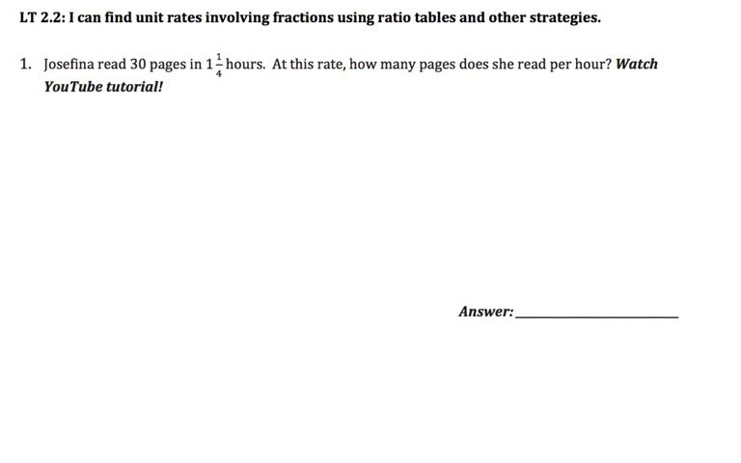So this problem says Josefina read 30 pages in 1 1/4 hours. At this rate, how many pages does she read per hour? So I see pages and hours. I see these two different units, and I know I can set that up in a ratio table because 30 pages to 1 1/4 hours, that's a ratio, and it just helps to put that in a ratio table.